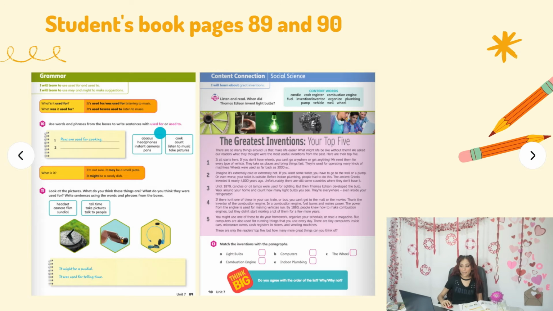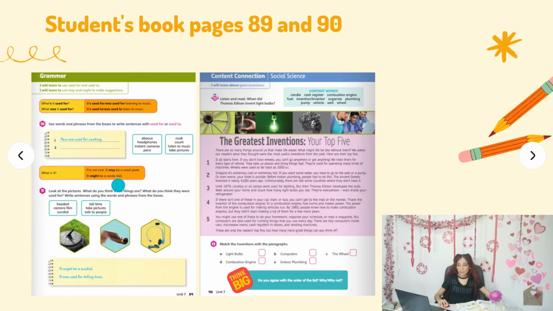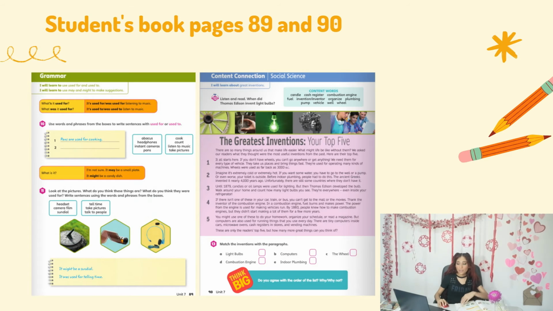So to do activity 11, pay attention to the grammar. What is it? I'm not sure. It may be a small plate. It might be a candy dish. Okay, activity 11, look at the pictures. What do you think these things are? What do you think they were used for? Write sentences using the words and phrases from the boxes. It's almost similar to the ones that we are going to do. Okay, so you are going to write sentences using the information from the boxes.